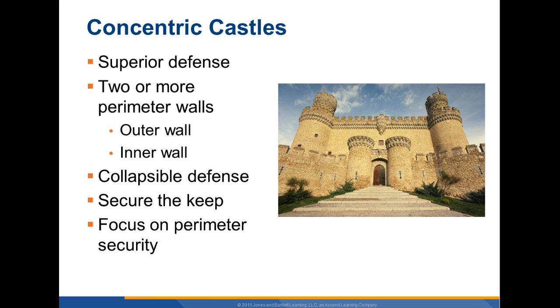The analogy for layered security are concentric castles, which provide a superior defense of two or more perimeter walls, an outer wall and an inner wall. Collapsible defense, designed to secure the keep, which would be at the center of the castle, and the focus was on the perimeter security on the outside edges of the castle and at each layer inside of it.